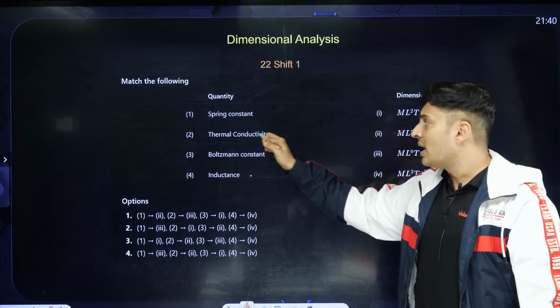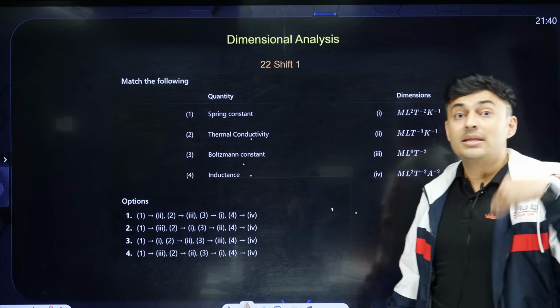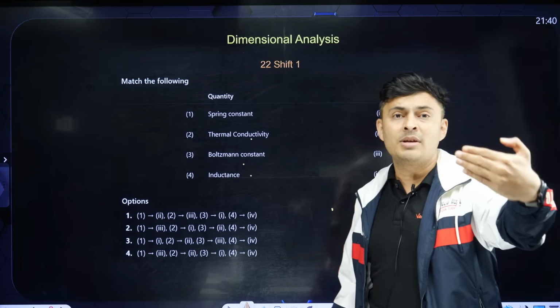Then if you talk about thermal conductivity and Boltzmann constant, they are from the chapters of thermodynamics, heat transfer and KTG, so temperature should be involved in that. So 2 and 3 will 100% have Kelvin in their answers. Then if you look at spring constant, it is based on mass, length and time, that's all. So no question of Kelvin or ampere. That is how you can eliminate a couple of options, especially in match the following, multiple choice or statement based questions, whatever kind of questions are going to come. Got it, my dear warriors? Everybody, the tricks? All right.